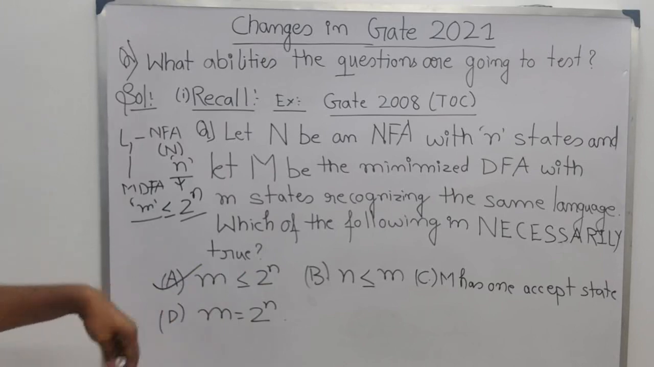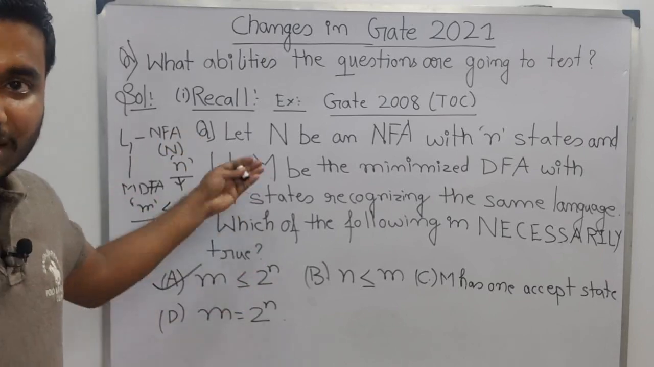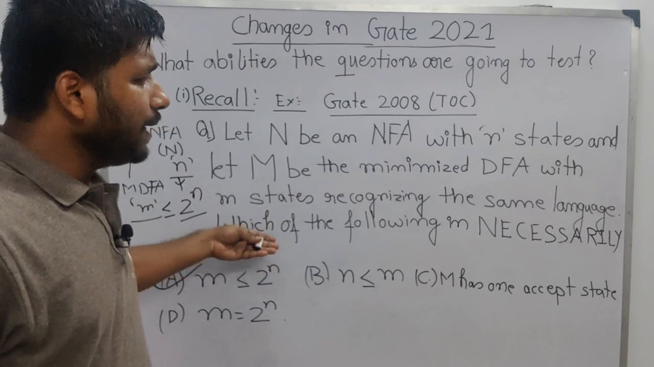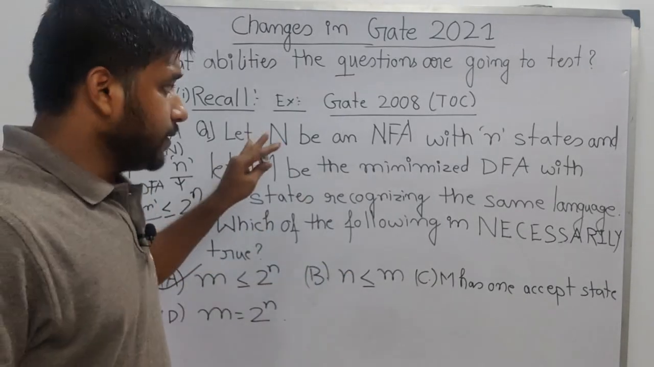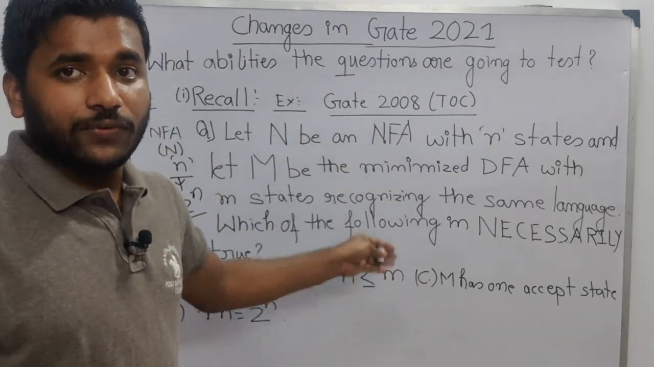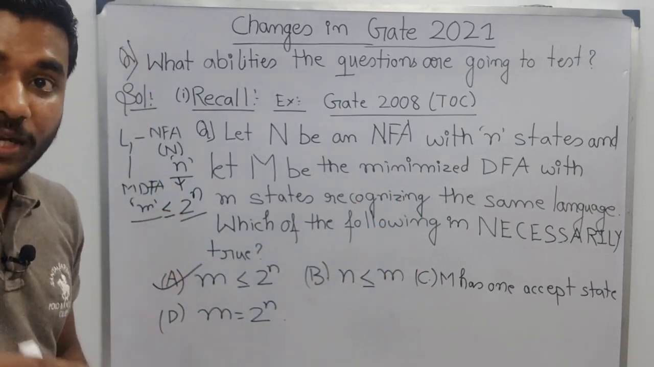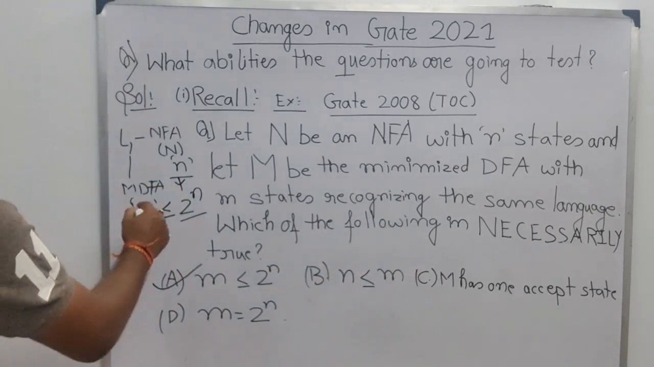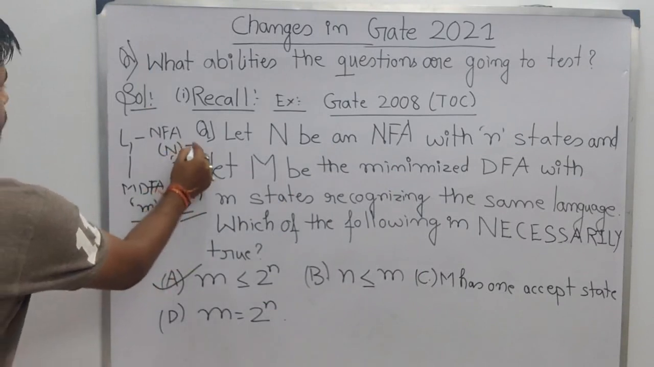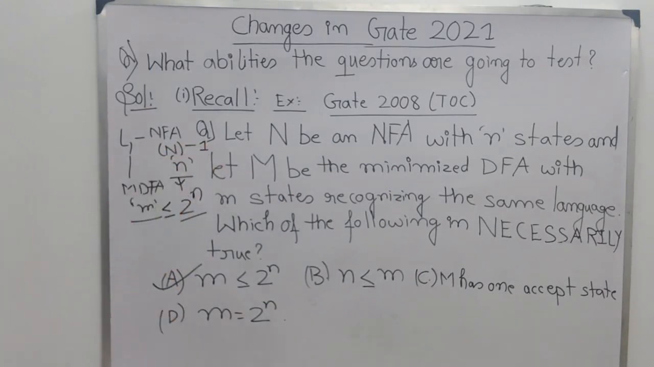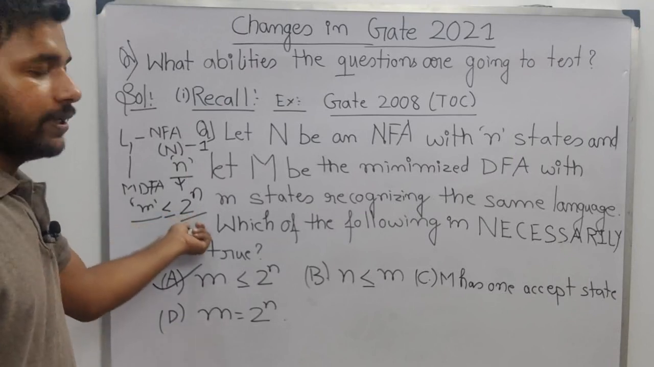This type of question falls in recall, because you will be able to answer only if you know the concept of DFA and NFA, that when you convert an NFA to a DFA, the maximum number of states required is 2 to the power n and the minimum required is 1. So the minimum when you convert an NFA to a DFA is 1. So the minimal can be 1 also, and this also.